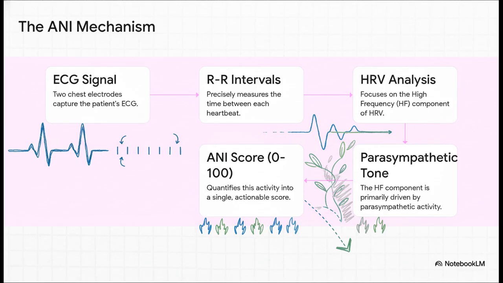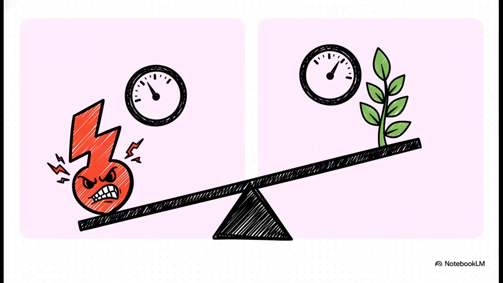So when a surgical stimulus hits, the sympathetic system fires up, and the parasympathetic tone gets pulled back. ANI just measures that withdrawal and turns it into a simple score from 0 to 100. So it all boils down to this really simple inverse relationship. Think of it like a seesaw. When surgical stress and nociception are high, the sympathetic side of the seesaw goes up, the parasympathetic side goes down, and your ANI score plummets towards 0.